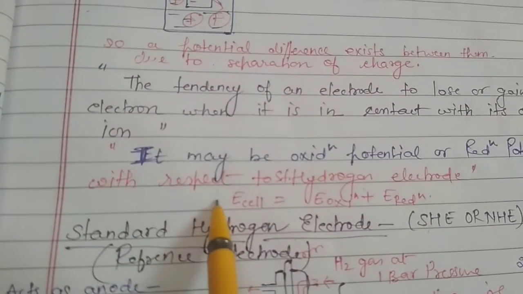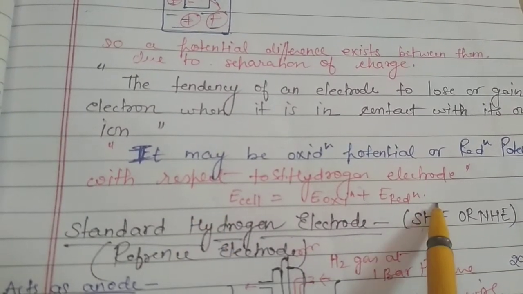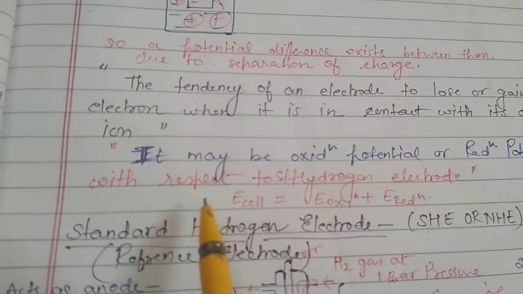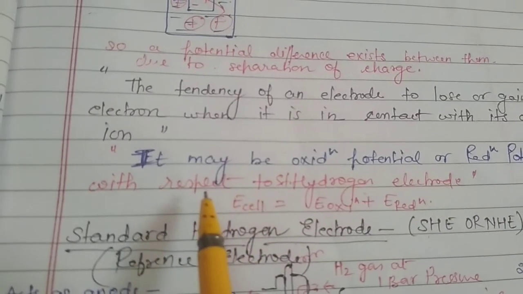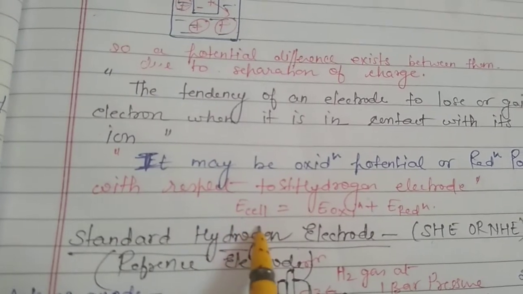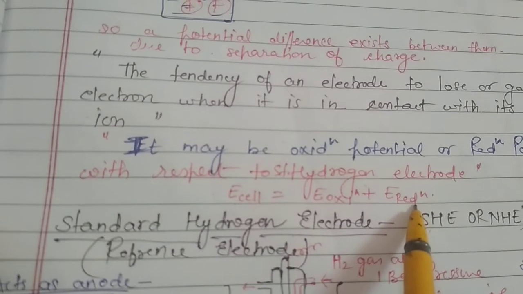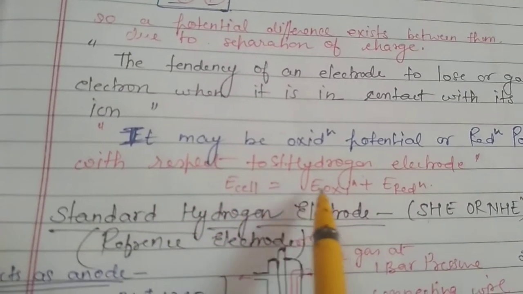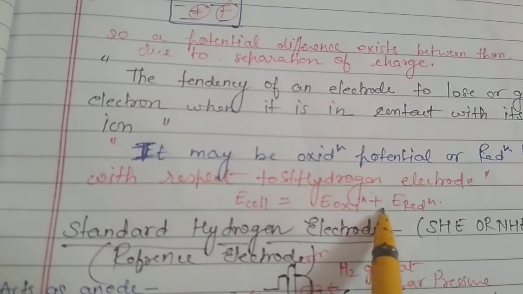But before that, let's see. I have written E cell is equal to E oxidation plus E reduction, because yesterday we discussed the voltaic cell, and we summarize it today also. So what we have seen is that a potential difference is developed between two half cells. That's why an E cell is developed, and that can be written as E oxidation plus E reduction. So the cell potential may be defined as the sum of the oxidation potential and the reduction potential.